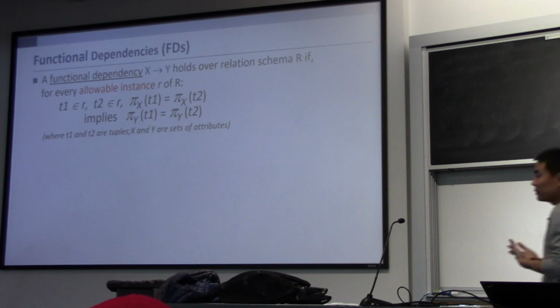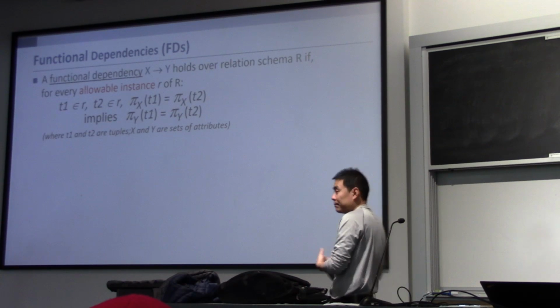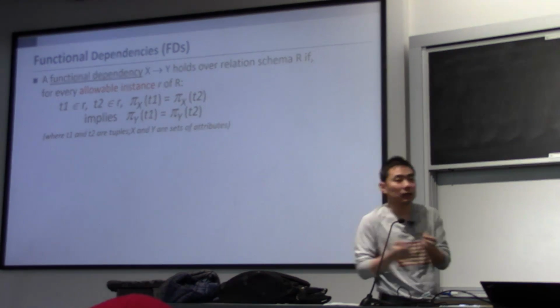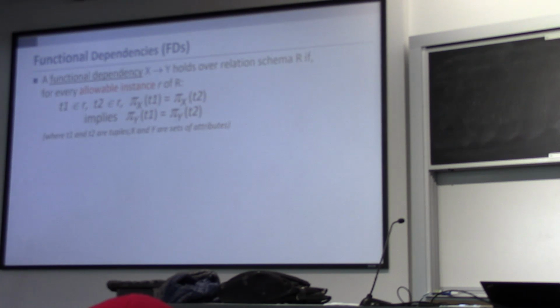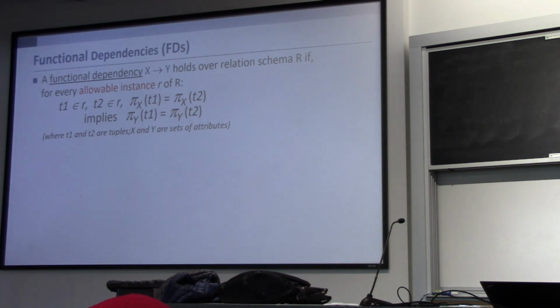Formally, a functional dependency, X determines Y. What's X, what's Y, by the way, here? X and Y are both symbols representing either a single or a subset of attributes from your schema, from the same schema R. So X and Y may not necessarily be a single attribute. It could be a set of attributes from the same schema R.